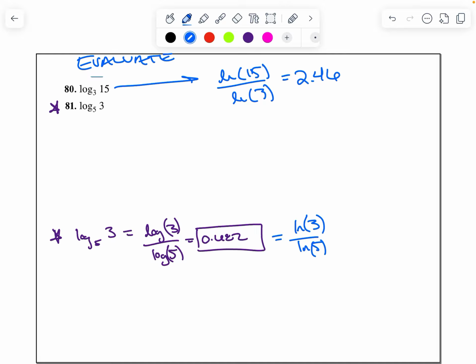All right, in the next lesson, we're going to talk about solving logarithmic equations. We're going to have to use these properties to solve logarithmic equations.